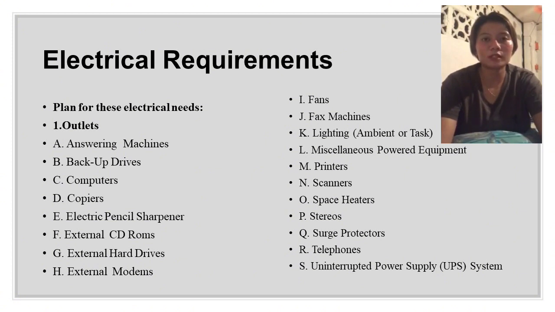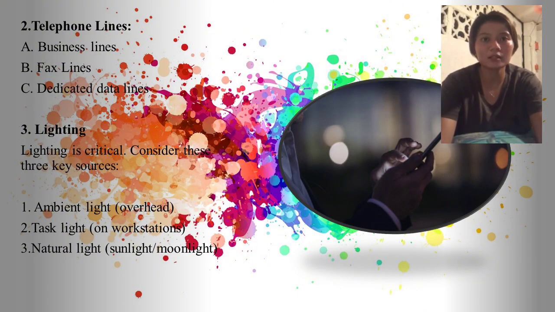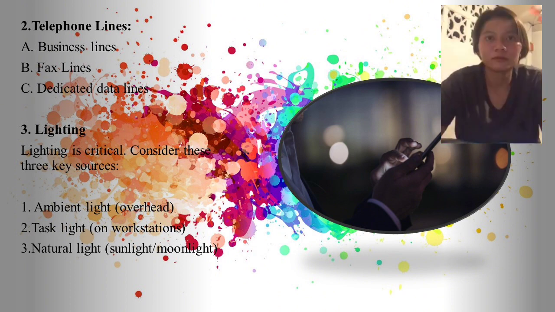Let's proceed to the second, the telephone lines. There are three types of lines. First is business lines, second is fax lines, third is dedicated data lines. Lighting. Lighting is critical. Consider these three key sources. First is ambient light or overhead. Second is task light on workstation. Third is natural light or sunlight or moonlight.